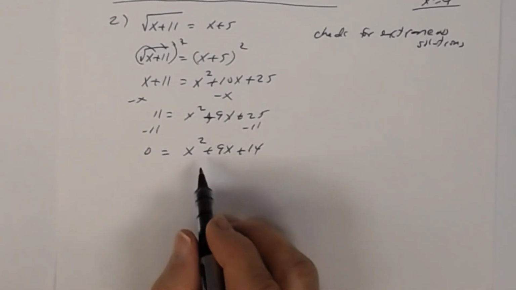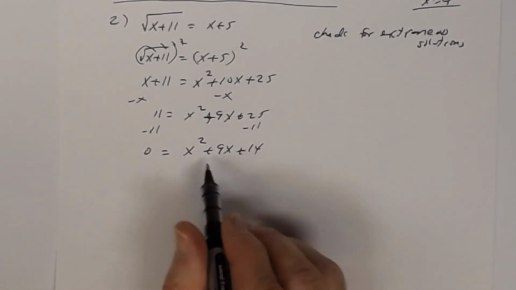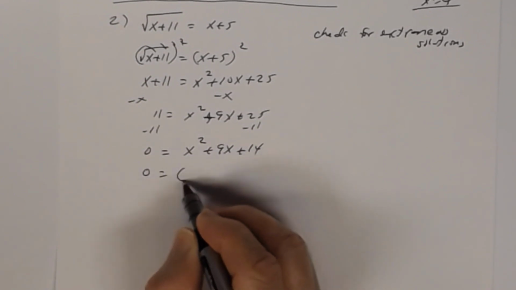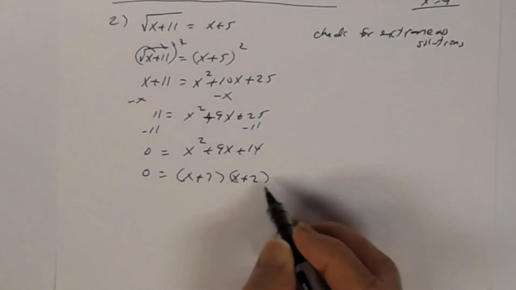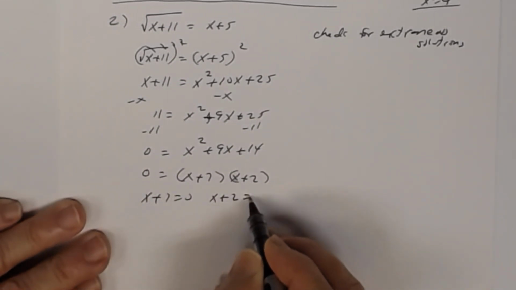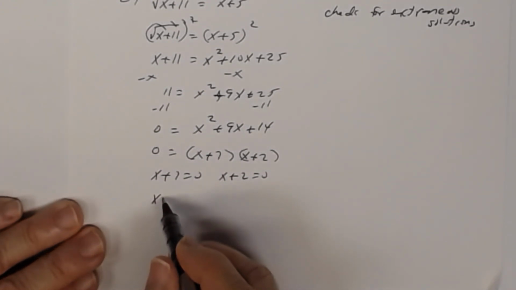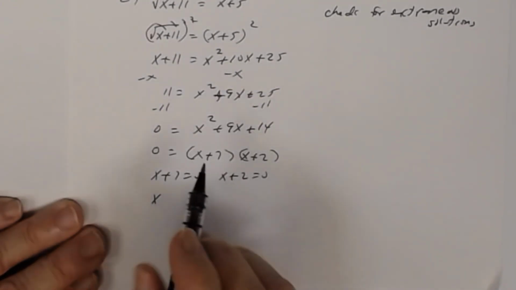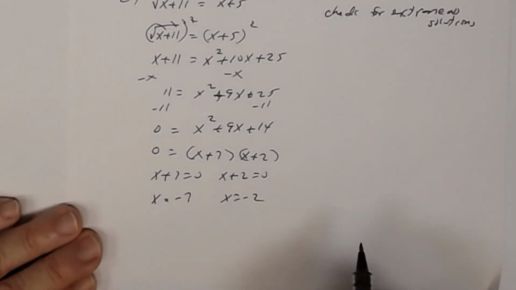All right, and then solving this quadratic equation, I can either use the quadratic formula or I can factor. This is factorable. So I'm going to get x plus 7 times x plus 2. And so I get x plus 7 equals 0, x plus 2 equals 0 using the zero factor property. And so my proposed solutions to the original are negative 7 and negative 2. All right, now let's check.